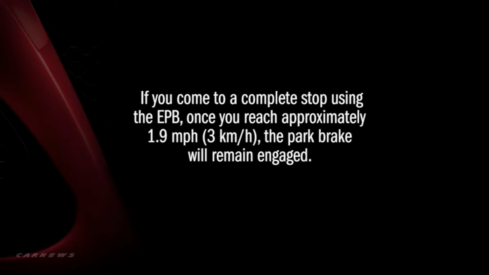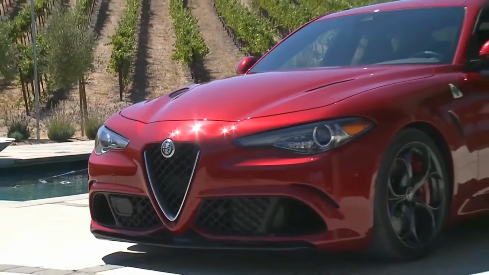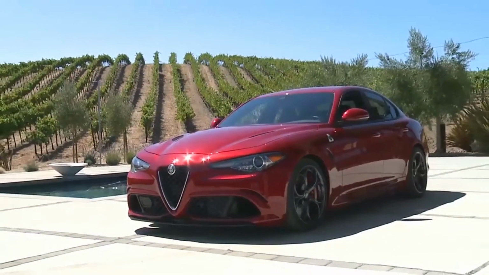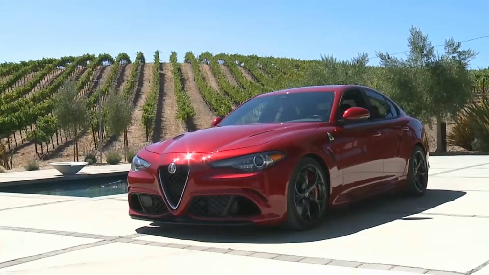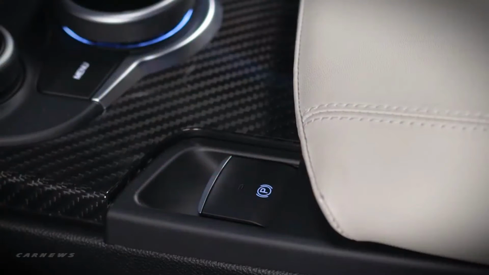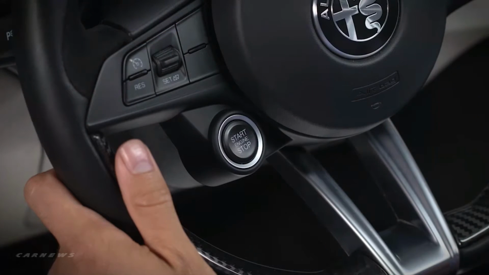If you come to a complete stop using the EPB, once you reach approximately 1.9 miles per hour or 3 kilometers per hour, the park brake will remain engaged. Your vehicle's electric park brake also features Safe Hold. Safe Hold is a safety feature that will engage the park brake automatically if the vehicle is left unsecured while the ignition switch is in run mode.